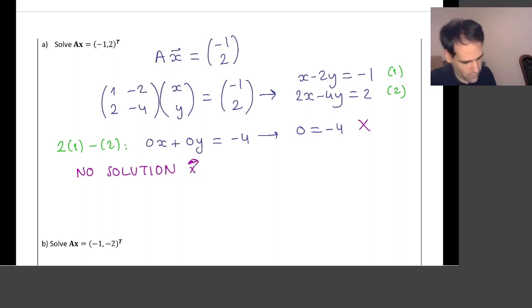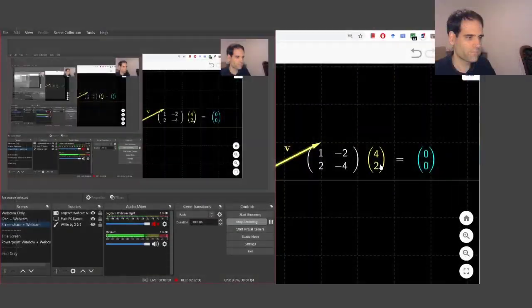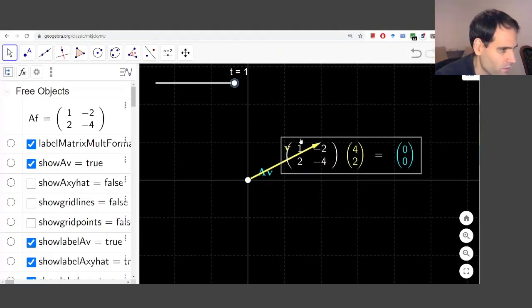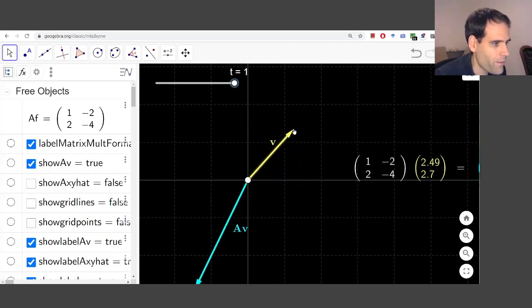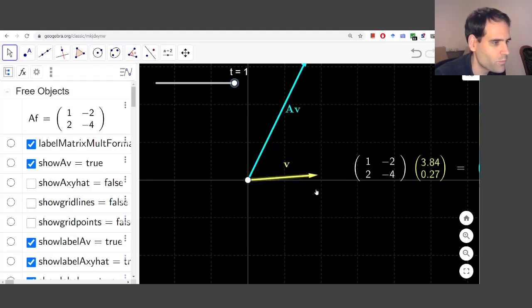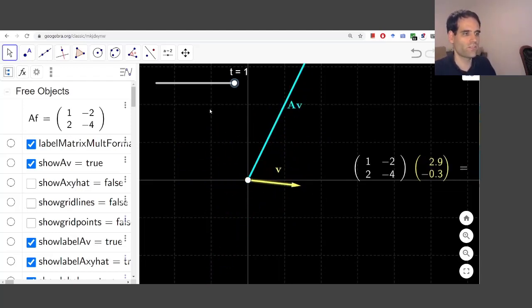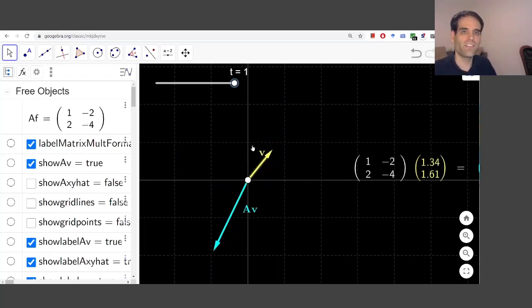For x. Okay? And this makes perfect sense because this vector v that I gave you, minus 1, 2, let's look at it in the applet. So the vector minus 1, 2 would be here. And I'm asking you, what is the original vector such that the output goes there? There is no vector whose output goes to that position. So there is no solution to this system.